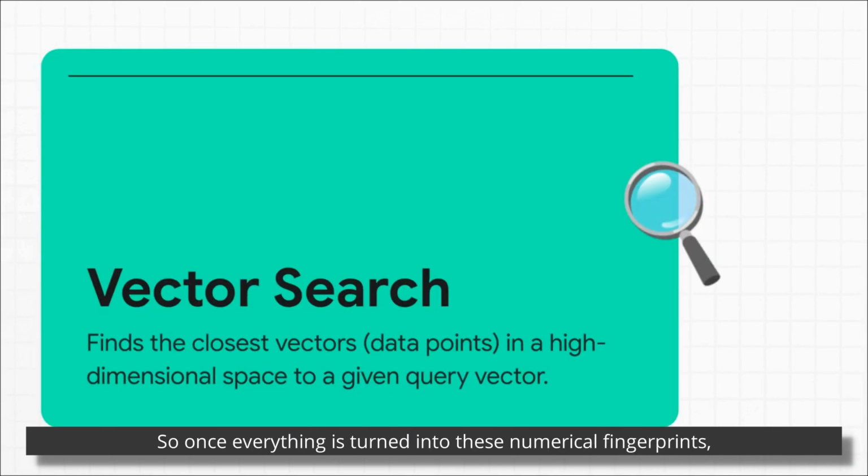So once everything is turned into these numerical fingerprints, special databases can do what's called a vector search. Imagine a massive, complex map, but instead of just north, south, east, and west, it has hundreds of dimensions. The database isn't looking for an exact match, it's looking for what's nearby. Things that are close to each other on this crazy map are similar in meaning.